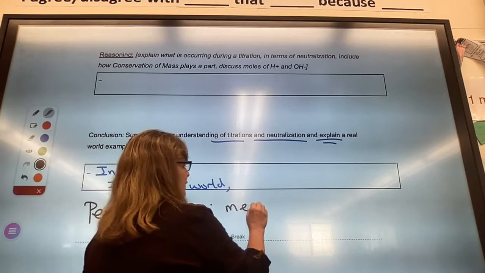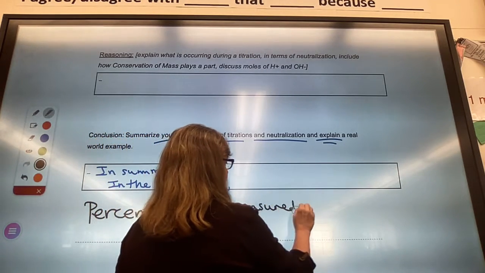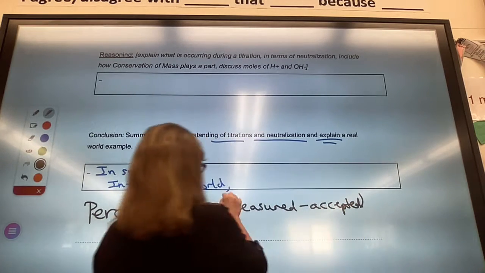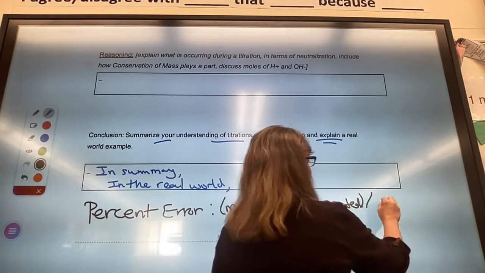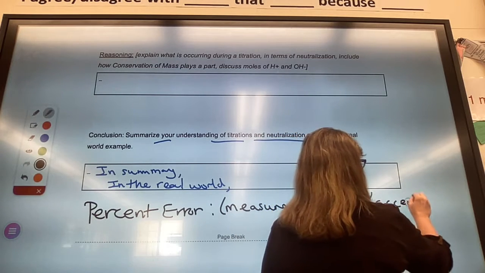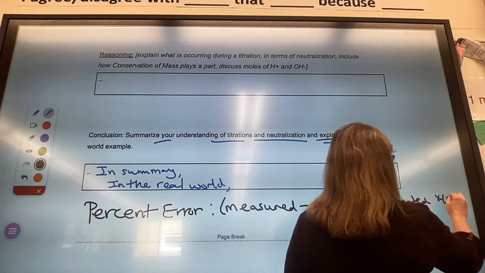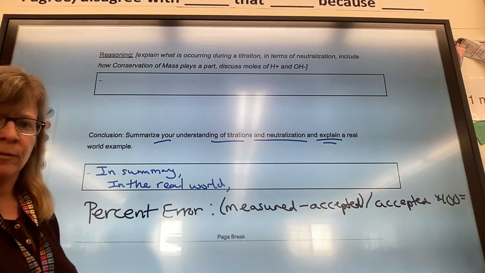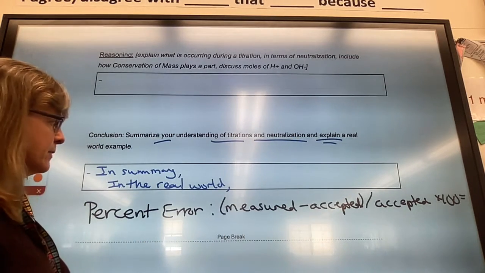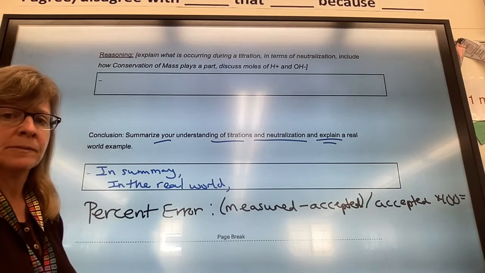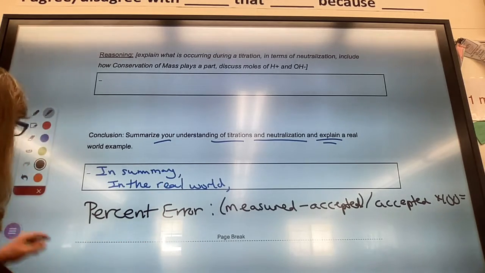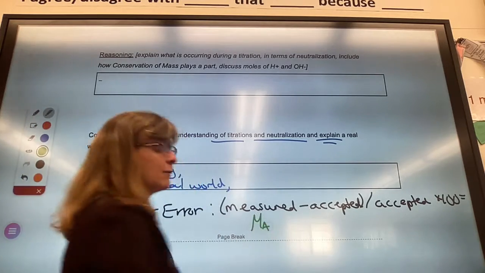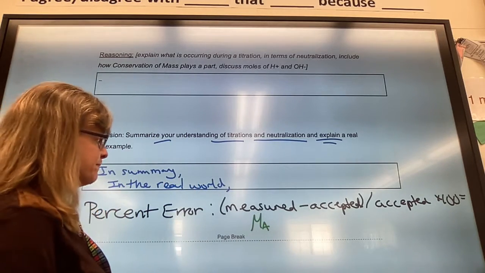Percent error is measured value minus accepted, parentheses, divided by the accepted, and then you multiply by 100. This formula can be found in your reference table, the last page, table T. We've used this formula. Okay, so how are you going to use it for this lab? The measured value is the molarity of your acid, whatever that number is for your group.